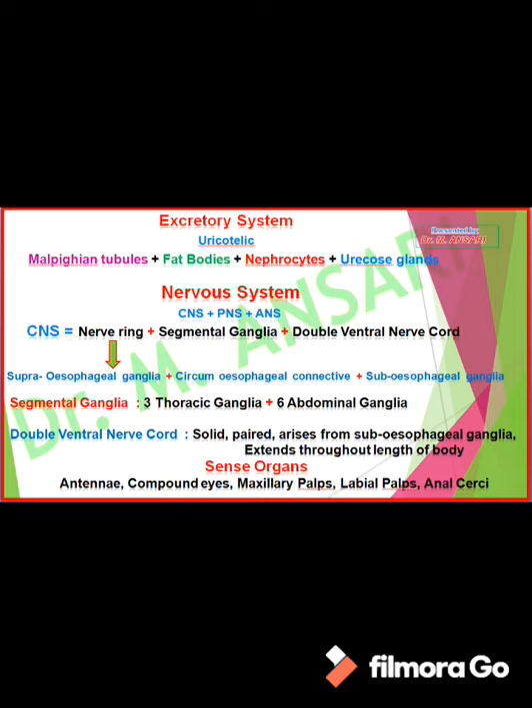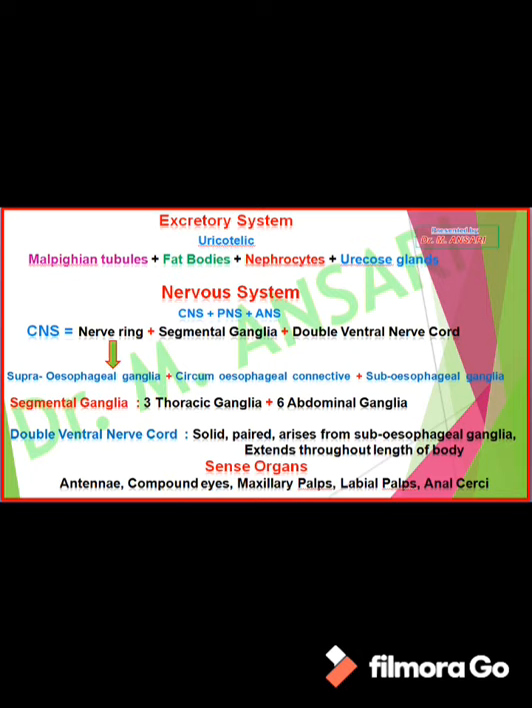Supraesophageal ganglia act as the brain of the cockroach, formed by fusion of ganglia. The segmental ganglia total 9 pairs, with one pair in each of the 3 thoracic segments and the remaining 6 in the abdominal segments. Those in the thoracic segments are called thoracic ganglia, while those in the abdominal region are called abdominal ganglia. The double ventral nerve cord is solid, paired, arises from the subesophageal ganglia, and extends throughout the length of the body.